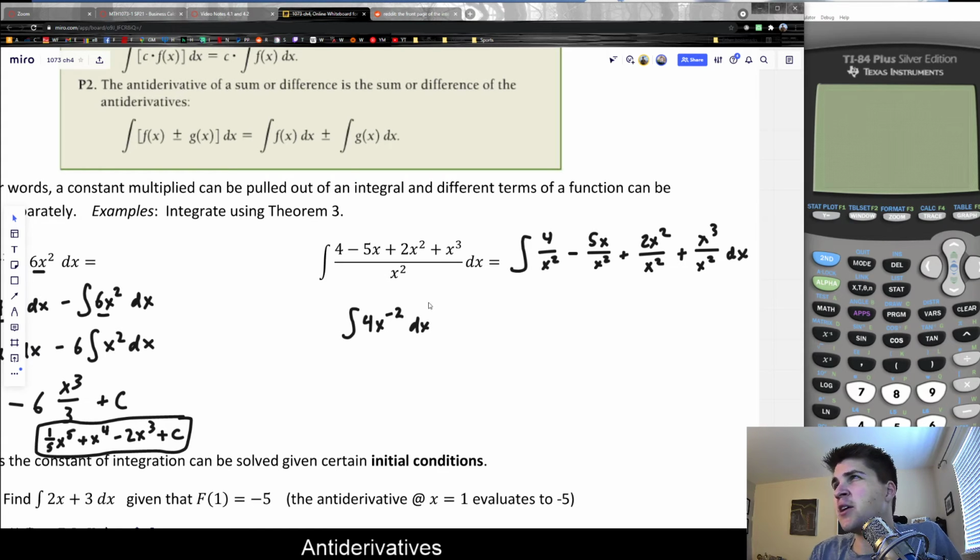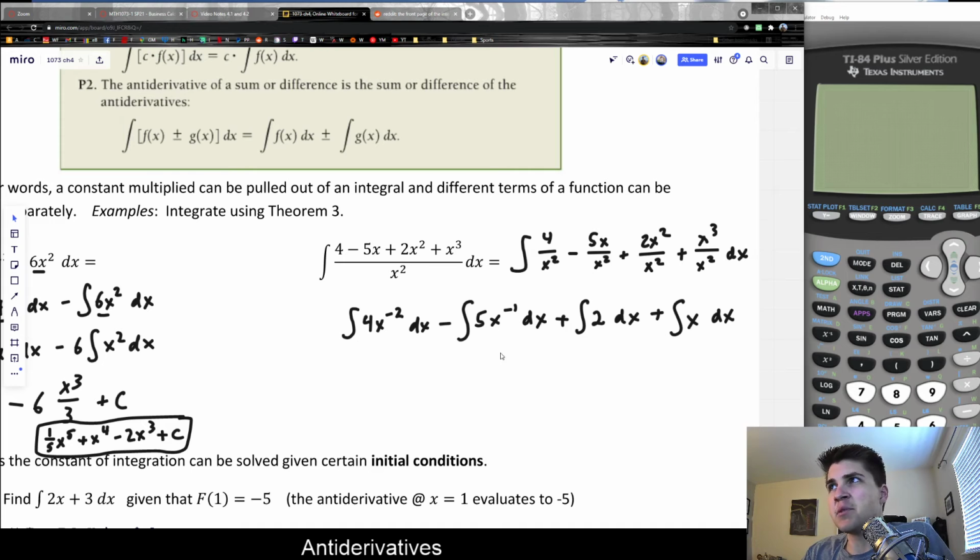And then we could go ahead and split them up as well. So this would leave me with negative integral of 5x over x squared. One of those x's would cancel, and that would just leave me with 5 over x, which would be 5x to the minus 1. Then moving on to the third term, x squared would cancel, so this would just leave me with plus the antiderivative of 2. And then looking at the last one, x cubed over x squared is just going to be x.